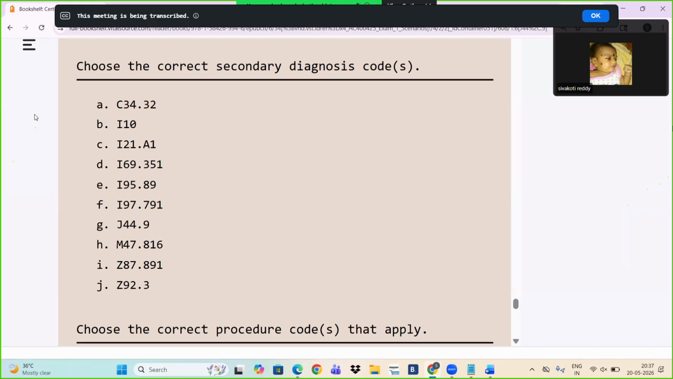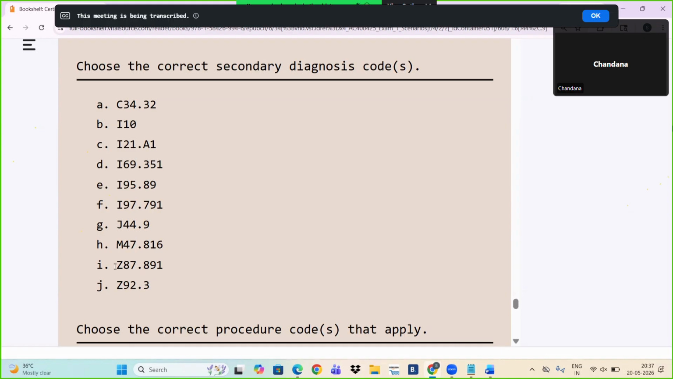What are the choosable diagnoses we can select? Suppose the patient has hypertension, select. Then hemiparesis, hypotension, COPD, DJD of lumbar spine, history of smoking. These we need to pick.